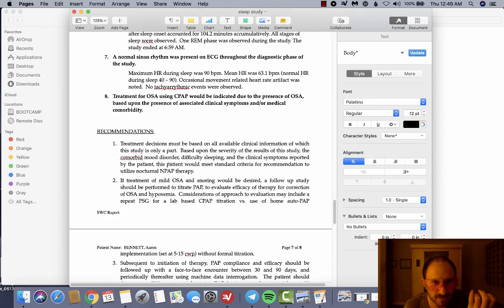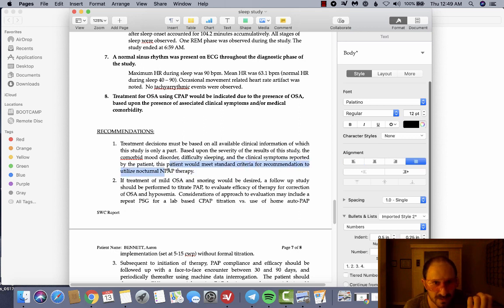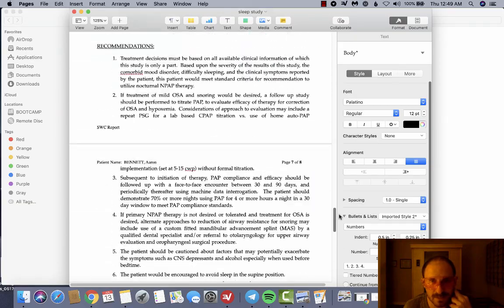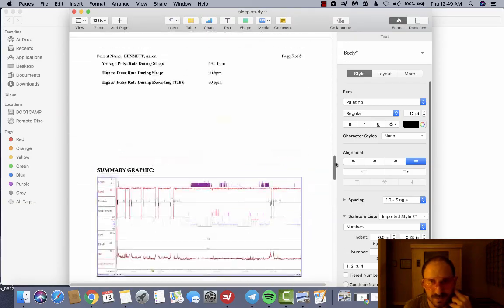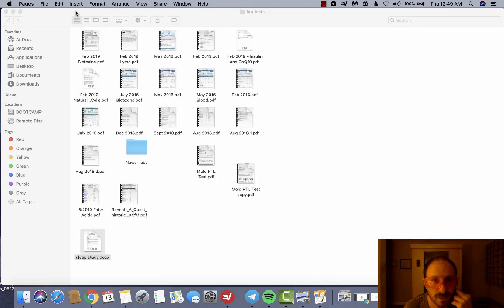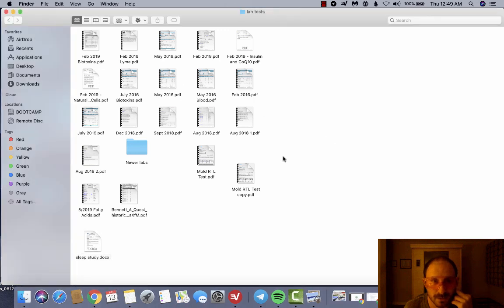This patient would meet standard criteria for a recommendation to utilize nocturnal, I don't know what, MPAP, but it's probably similar to CPAP. So maybe I'll look into this. Maybe this is part of why I feel horrible and my immune system's bad, because I never get good sleep. I don't know. I'm looking into that as well, but that's basically what I wanted to make this video for. Oh God, I feel horrible just making this video, guys. I feel like I'm going to throw up.